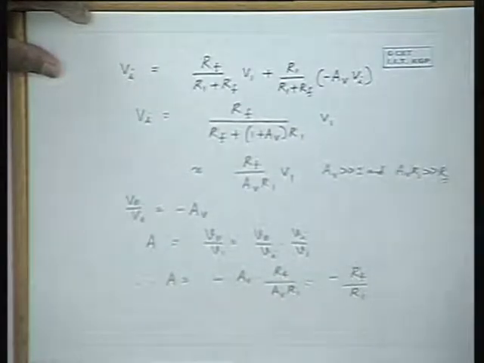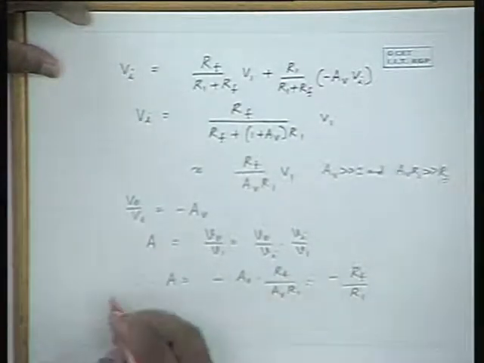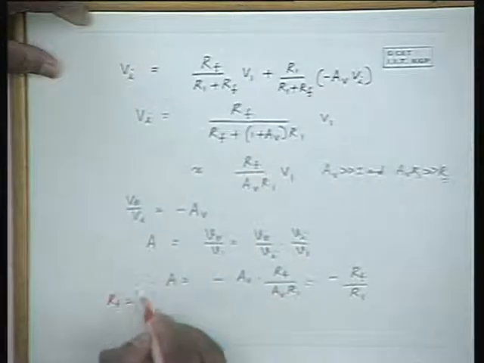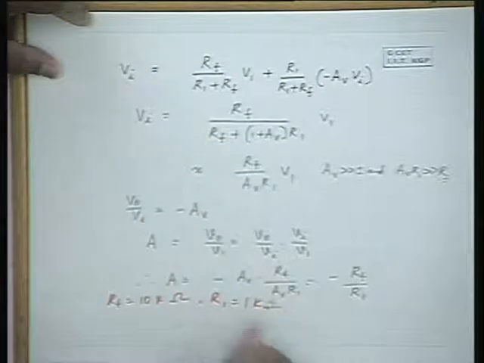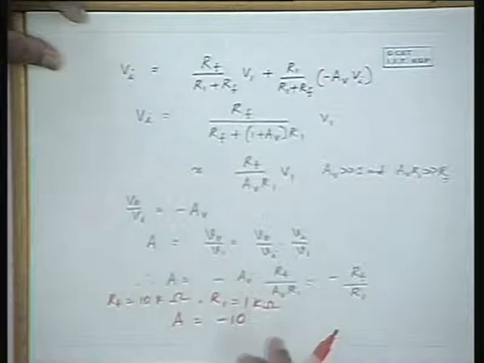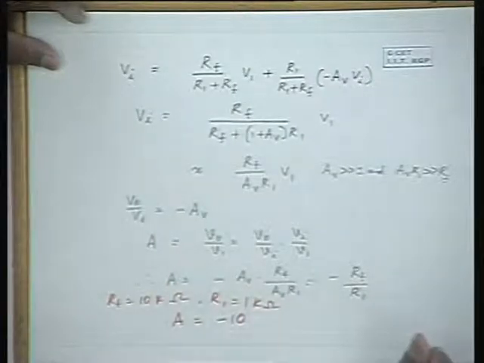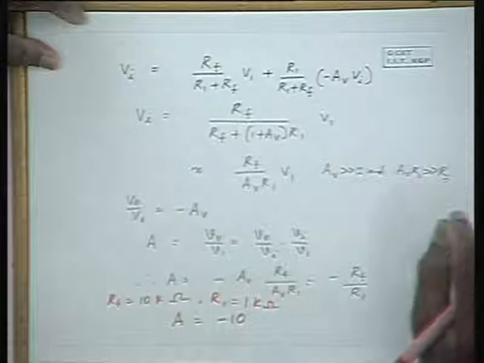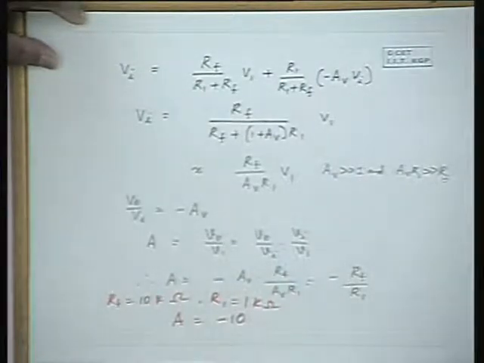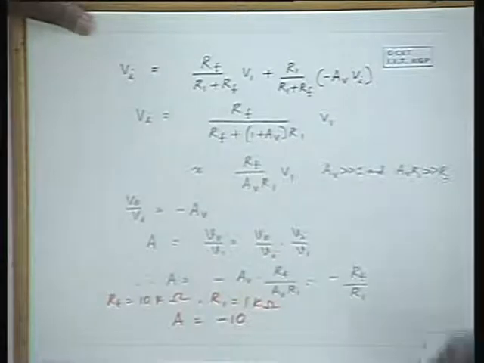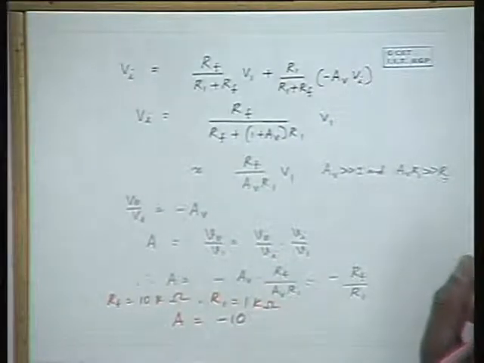As an example, if RF is 10 kilo ohms and R1 is 1 kilo ohm, we get a gain of minus 10 in this particular case. The gain is negative because the feedback is negative here and the input is applied to the negative terminal, and therefore there is a phase shift of 180 degrees. Hence, it is called an inverting amplifier.